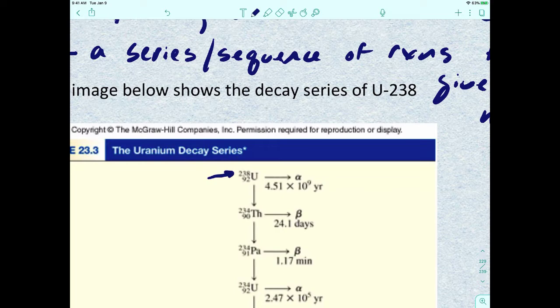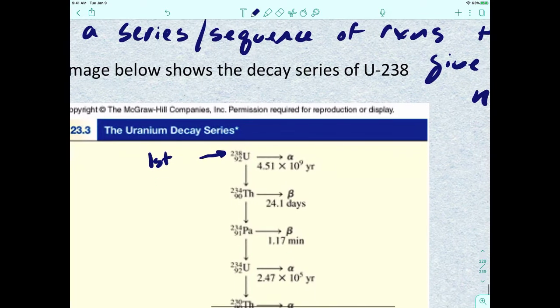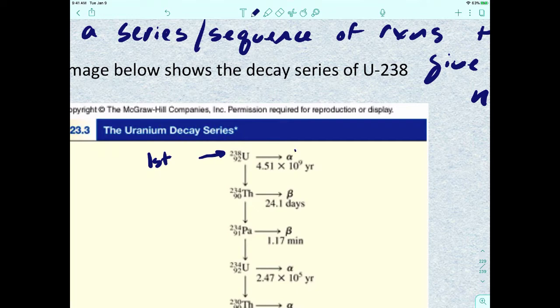So in the first step, and I'm going to mark this right here, you've got uranium-238, and it gives off an alpha particle, but in order for this reaction to go, you need 4.51 times 10 to the 9th years. So we're talking about 4.5 billion years for a nucleus to break down, to emit an alpha particle, and to give us thorium-234. Okay, then the second step, where you release a beta particle, that's a lot shorter, only 24.1 days.